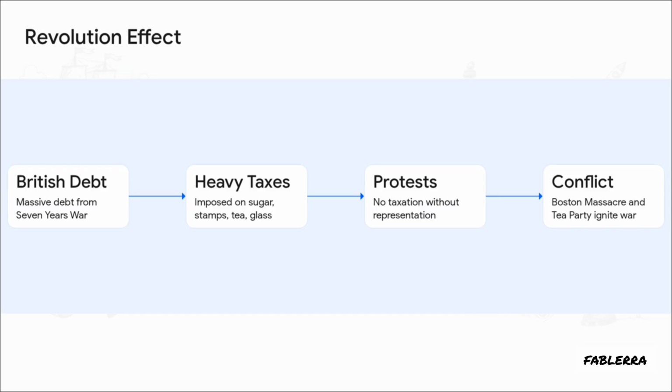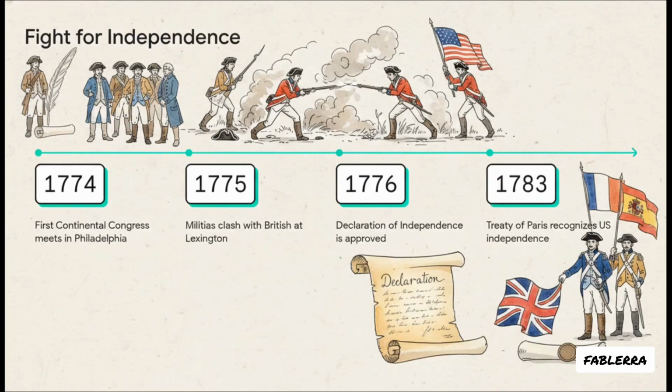Those protests rapidly boil over into deadly skirmishes like the Boston Massacre and rebellious acts like the Boston Tea Party, where they just tossed precious cargo straight into the harbor. The fuse was officially lit. After that, the revolution escalated at breakneck speed. In just a handful of years, we go from delegates meeting up in Philadelphia to discuss taxes to armed militias clashing with British troops at Lexington and Concord.